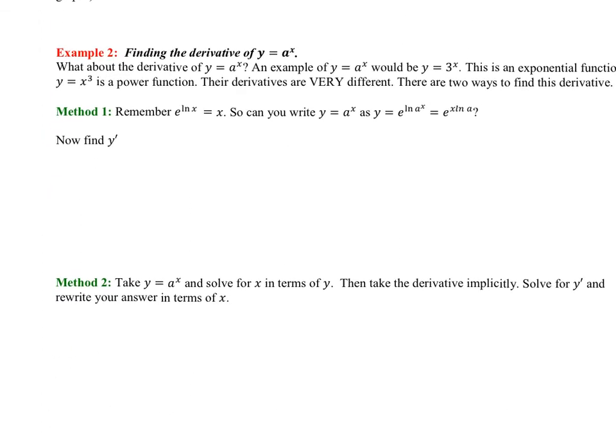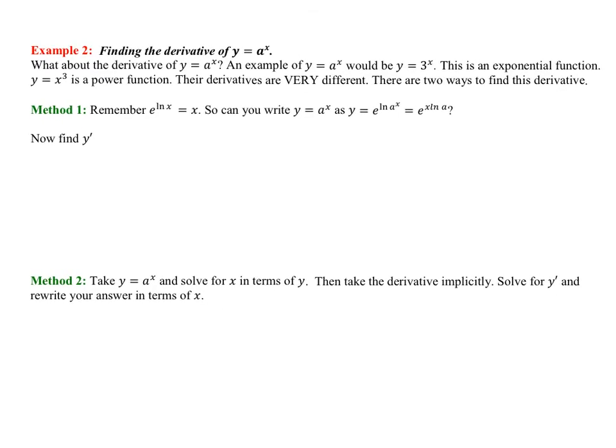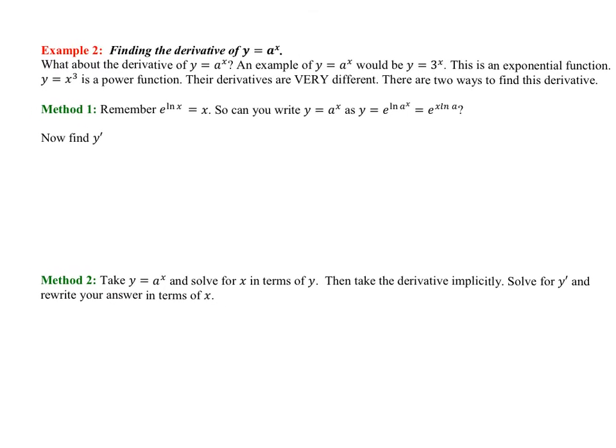Okay, we're going to find the derivative now of a to the x. Let's suppose that a is not e. An example of a to the x might be 3 to the x. This is an exponential function. y equals x cubed is not the same. That's called a power function. Their derivatives are absolutely very different. There are two ways to find this derivative, so let's talk through a little bit of it first.